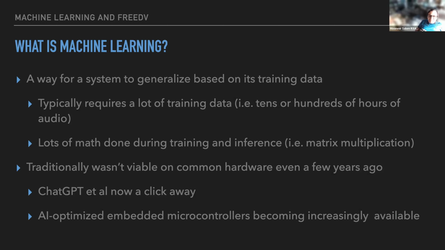And how that works is it uses something called machine learning. It's a way to generalize new stuff based on what it was trained with. And typically you have to train on a lot of data in order for this to be usable. For example, in audio use cases, you would typically have to train on tens or even hundreds of hours of audio. And that training process requires a lot of math, which wasn't really possible on consumer-level hardware until very recently, within the last few years.